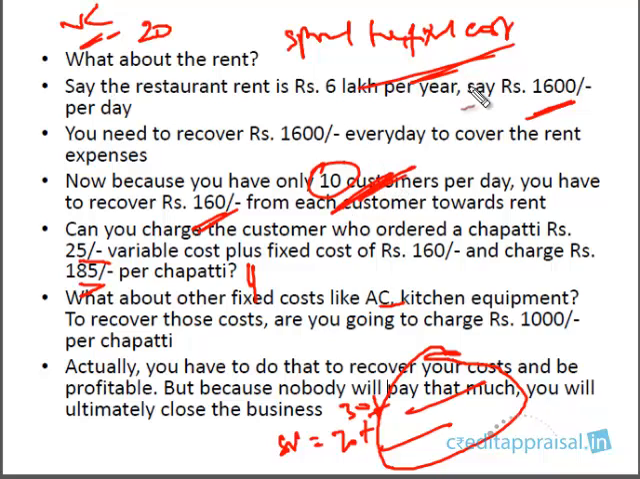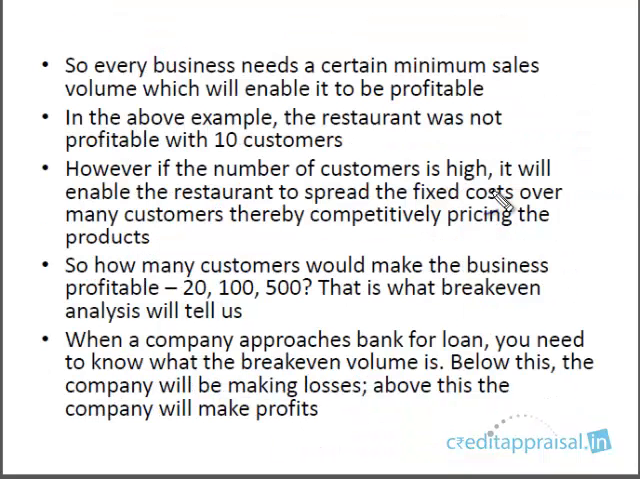Okay, so please understand what we are up to. The point I'm trying to make is there should be a minimum business. Every business should be having a minimum number of customers, because that will allow them to spread the fixed cost, or else to recover the fixed cost they have to burden the customer with a large amount of price. So there should be some minimum visit. So now we understood that every business has to have a minimum sales volume. In this example we said 10 customers, it's not profitable.